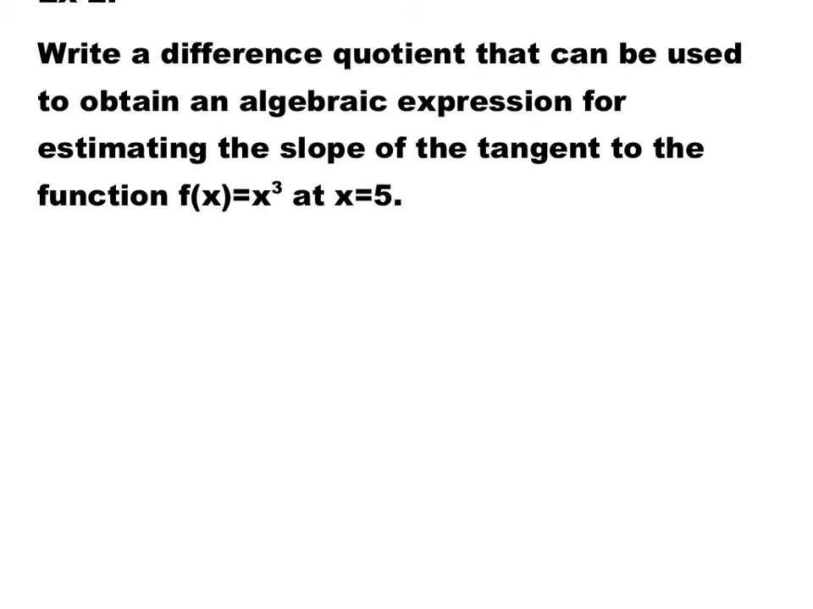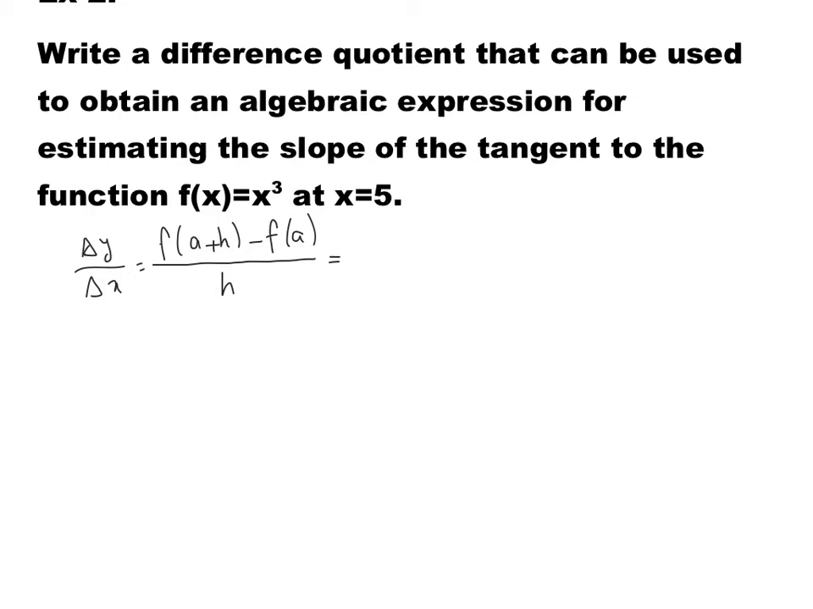The next question is asking us to write a difference quotient that can be used to obtain an algebraic expression for estimating the slope of the tangent to the function y equals f of x is equal to x cubed at x equal to 5. To write that one, we say that delta y over delta x is f of a plus h minus f of a divided by h.